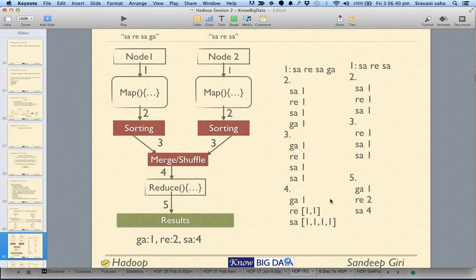Now, once this is done, the reduce function will be called on this output produced here. This fourth step, whatever the input is here, for each of the keys your reduce function is going to be called. So array.sum for 1 will result in 1, array.sum for 1 comma 1 will result in 2, and for 1 comma 1 comma 1 comma 1 this will result in 4.